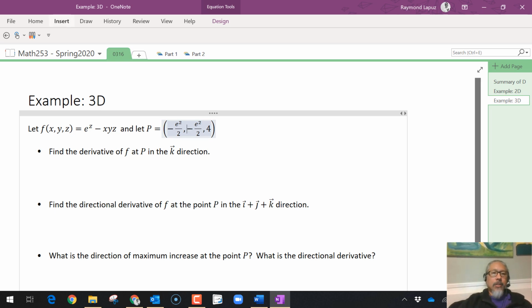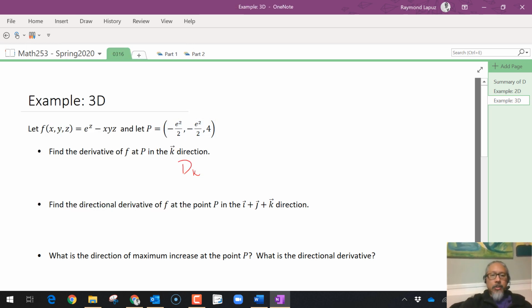So if you remember, this was simply the derivative in the k direction of this function. It's denoted a little f in our summary of formulas. It was called capital F, but that's not a big deal. So I think we need to find the derivative of this thing with respect to z. That's the k direction, and that is going to be e^z minus x times y.